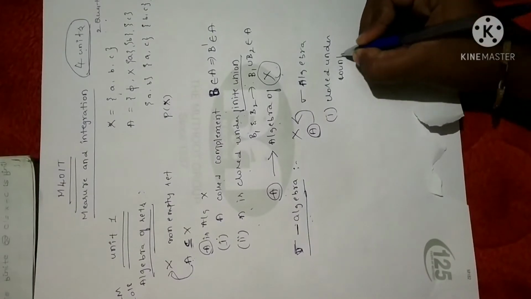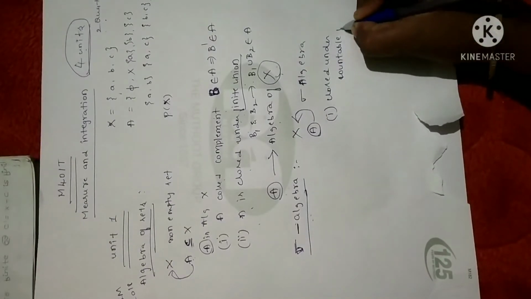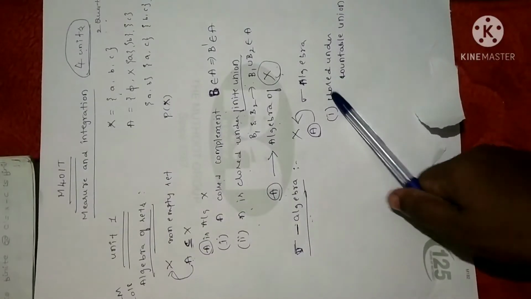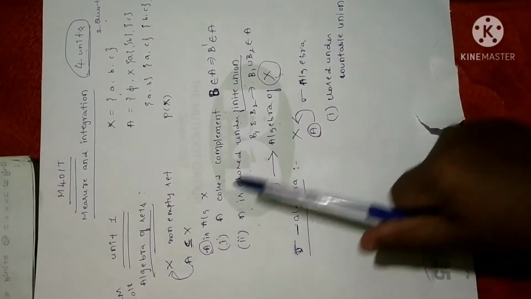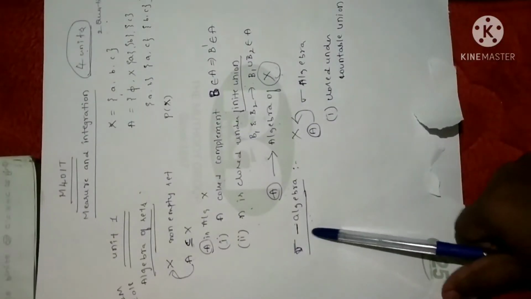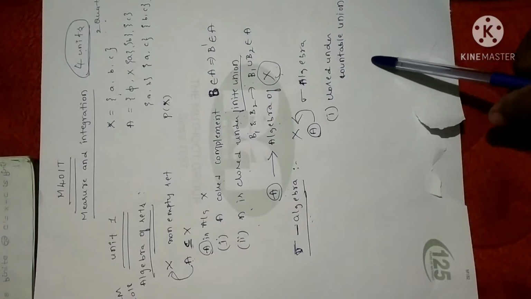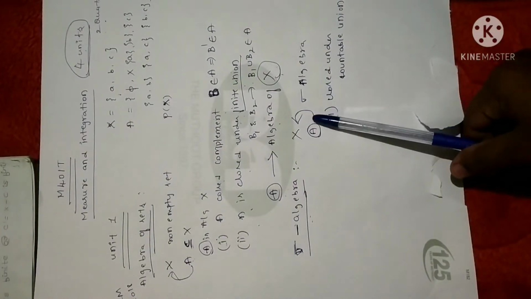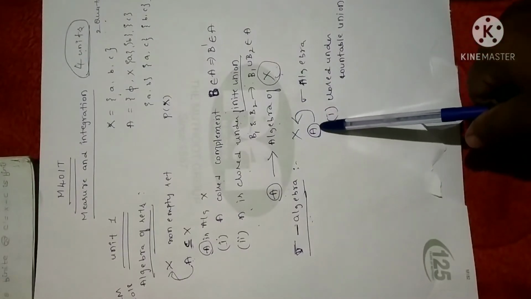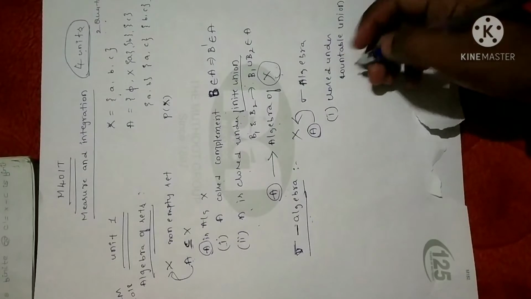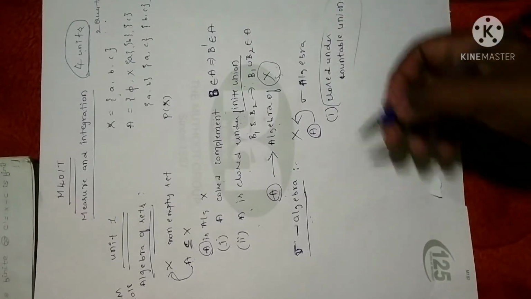Closed under countable union. The difference is that in an algebra of sets we say it is closed under finite union, whereas in a sigma algebra we say it is closed under countable union. So a subset A of a given set X is said to be a sigma algebra only when it is closed under countable union.